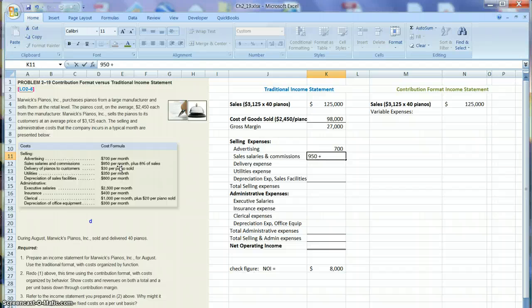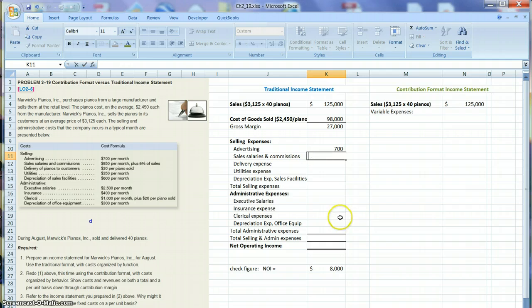But in addition to the $950, we have to take 8% of sales. Okay, our sales was the $125,000 that we saw up above. Okay, so that's typically the math that we're going to do, and I'm going to put it into Excel.